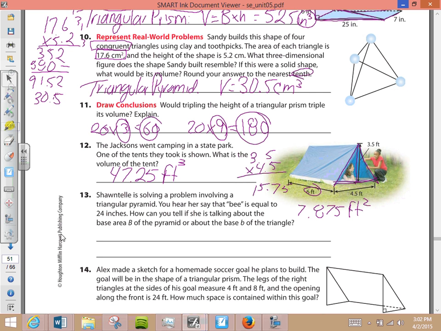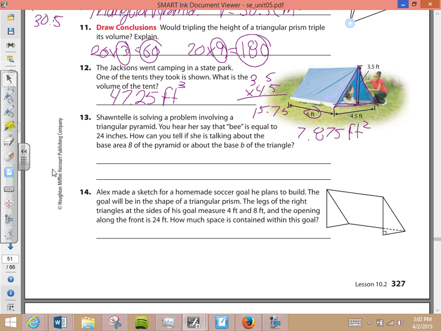All right, move on to the next one. Chantel is solving a problem involving a triangular pyramid. You hear her? Listen, everyone got confused with this one. You'll hear her say B is equal to 24 inches. That's all you hear. She's not writing it down. She's not telling you whether it's the area of the base or little b. She just said it to you. And you cannot change those words. That's what she's trying to figure out.